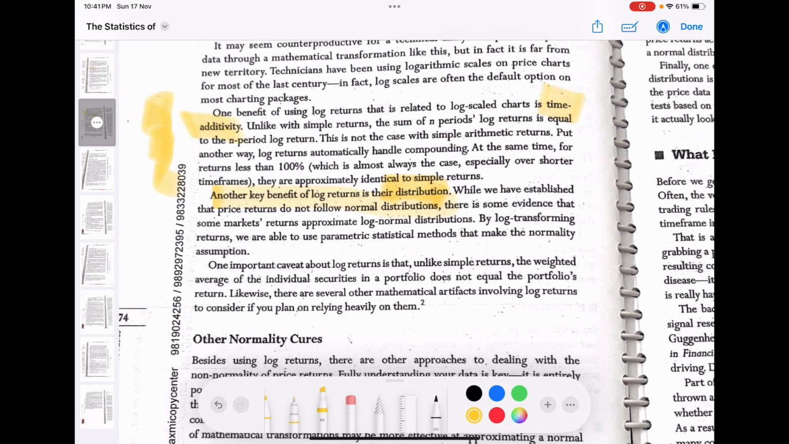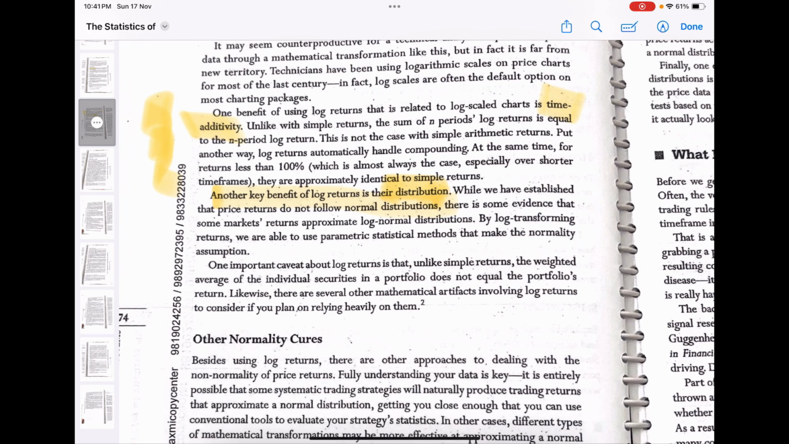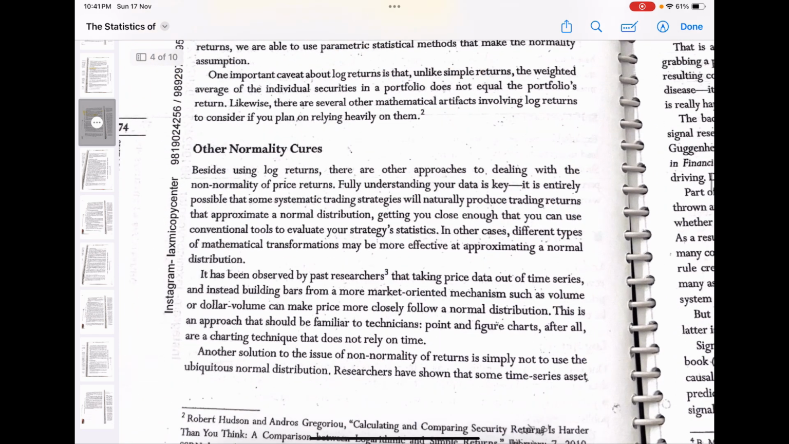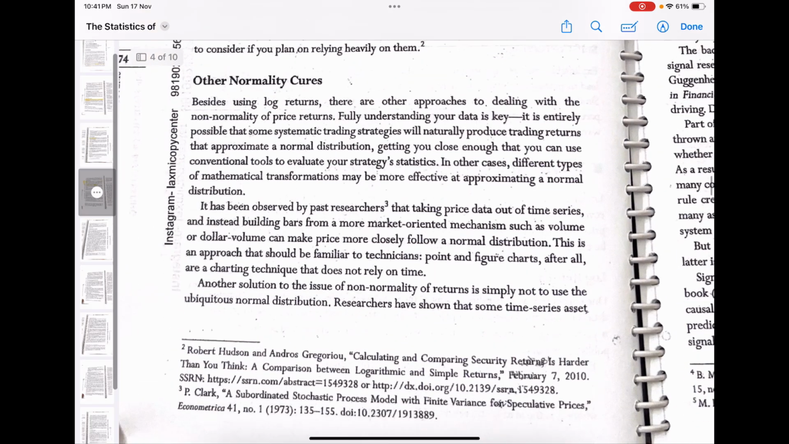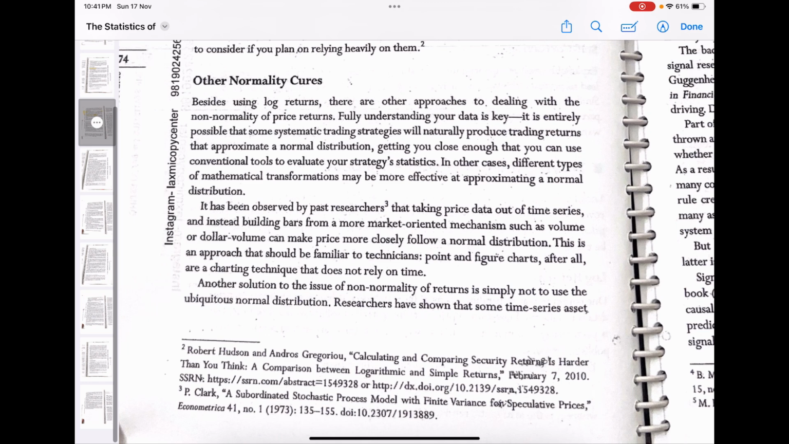And you know what parametric is? We saw that also in the other chapter. So we saw what time additivity is, and we also saw what distribution is. Okay, let's talk about other normality cures.